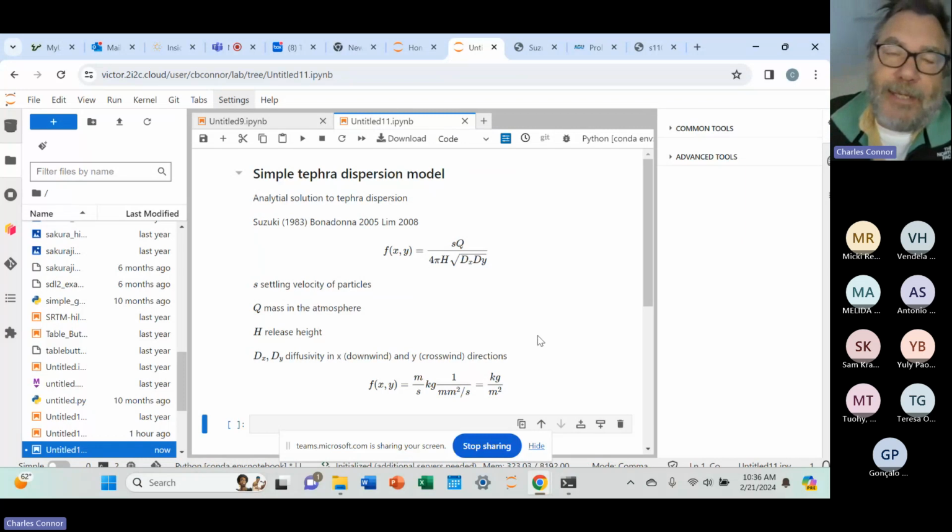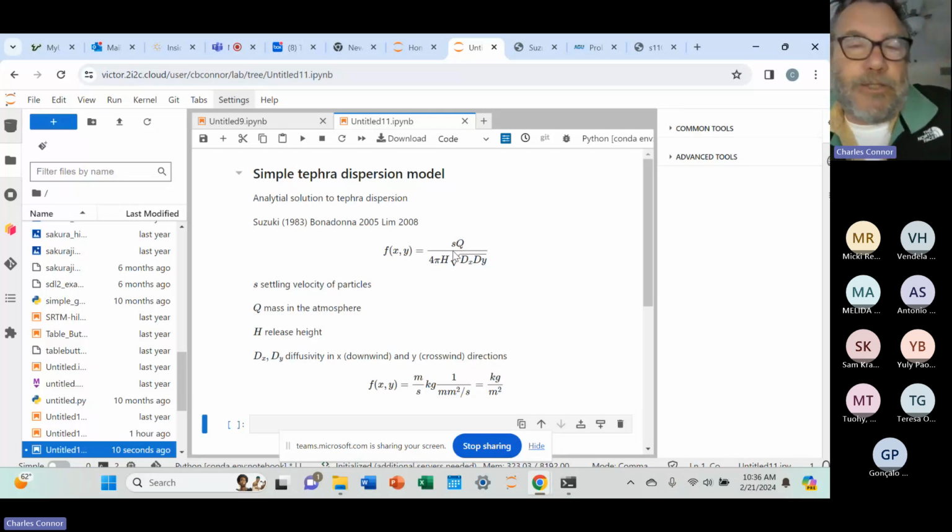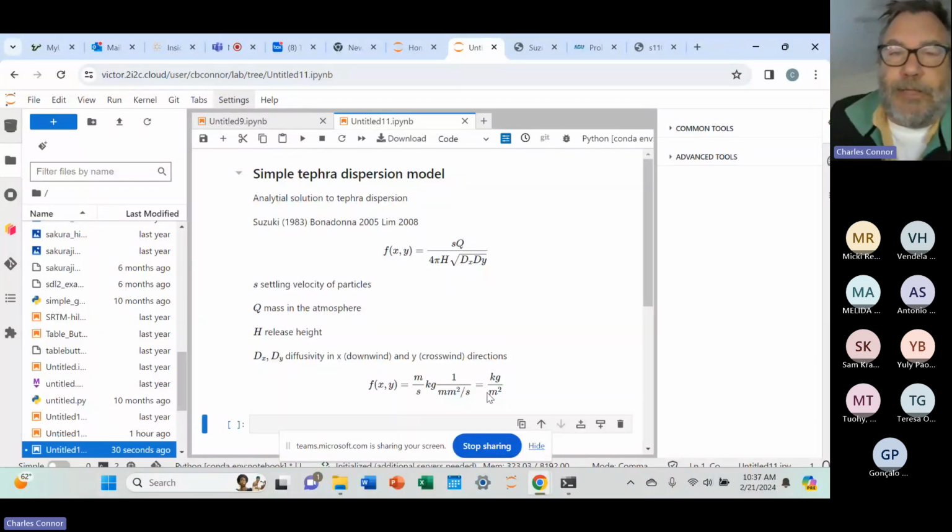And let's look at this for a second. Okay, so Q is pretty easy to understand. That's just the mass of tephra released in the atmosphere, right? That's how much is available. There's no reason you have to think about this in terms of a mass. It's usually how people do it, but you could think of it in terms of a volume. So it could be cubic meters, in which case this would be cubic meters per square meter as the output of the code. But like I said, the convention is normally kilograms.